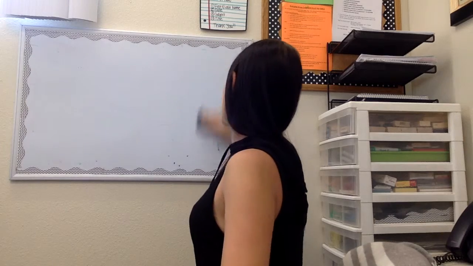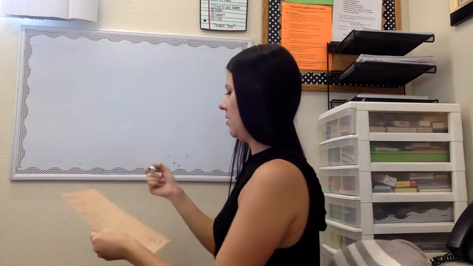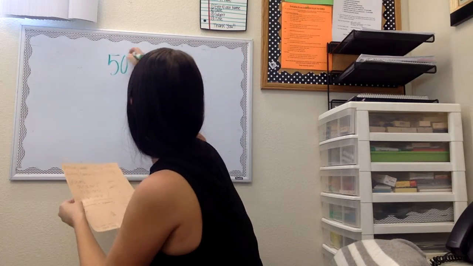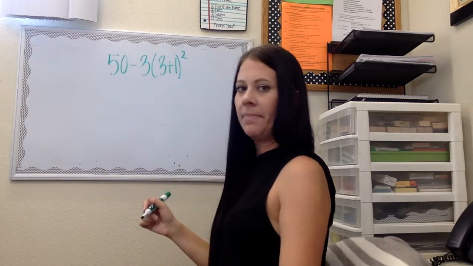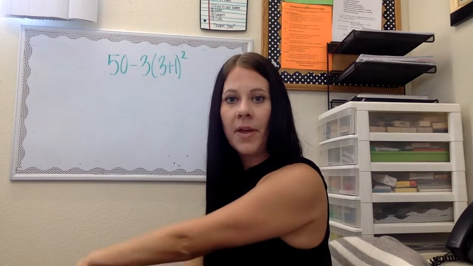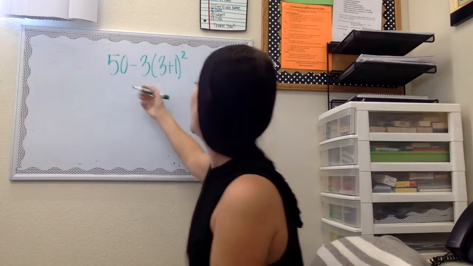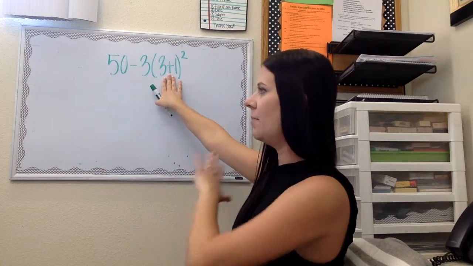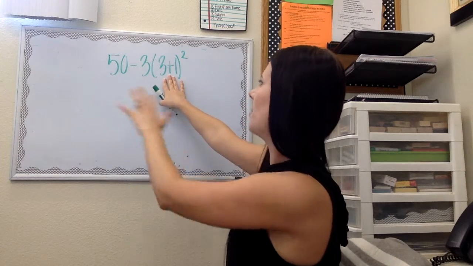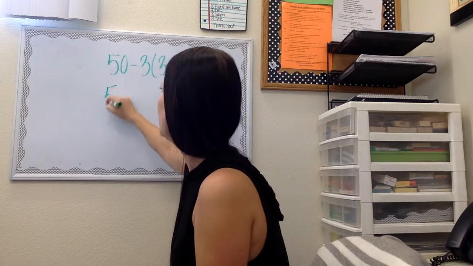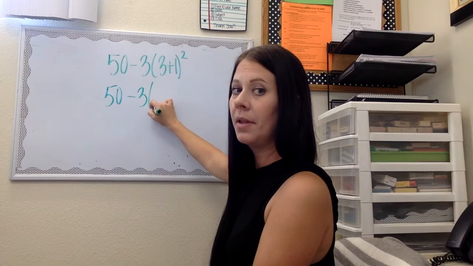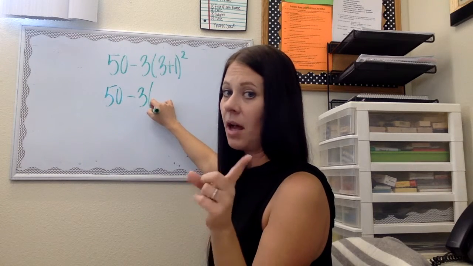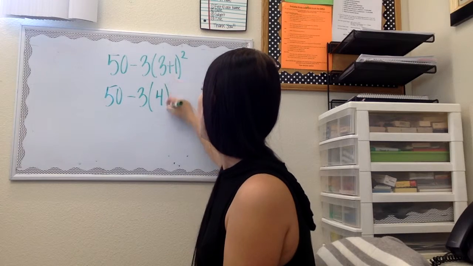So let's try a couple problems here. So let's try 50 minus 3 times (3 plus 1) squared. Okay? So we first start with our grouping symbols. I see a 3 plus 1. I'm going to make that a 4. Now, I am not going to touch anything else in the problem but that one thing. So I keep the 50. I keep this negative 3. I keep the parentheses for now. And I'll explain to you why in a second because it's not always necessary. I make it a 4 and I put the square.